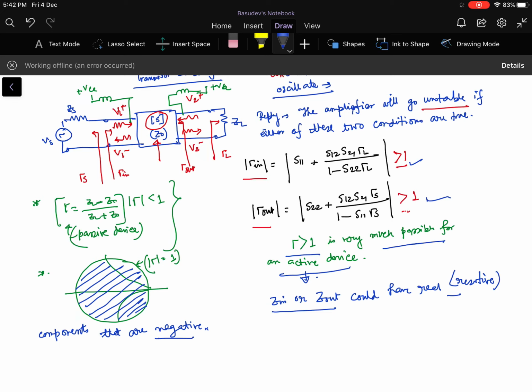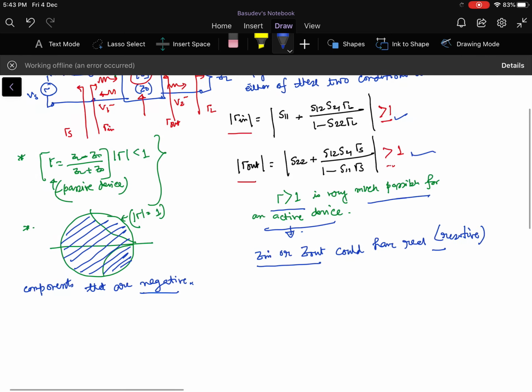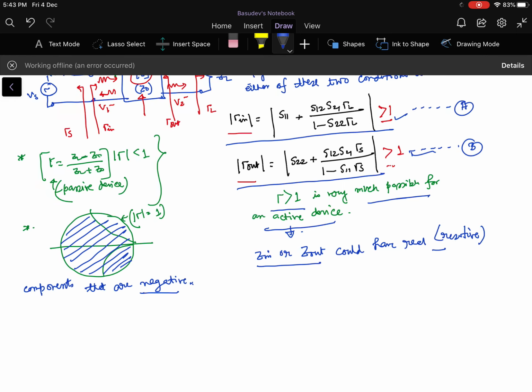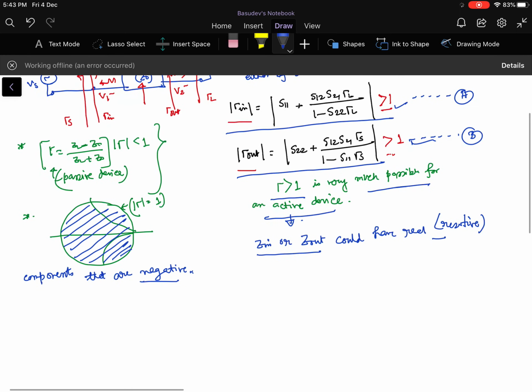Now the next question is that, before going to the next question, I will again re-emphasize these two equations, and I will tell you that these two are extremely important equations. Let's say I am writing this equation as A and I am writing this equation as B. So if these two equations are defining the stability, then I can say that for a given transistor, my S parameter is fixed.